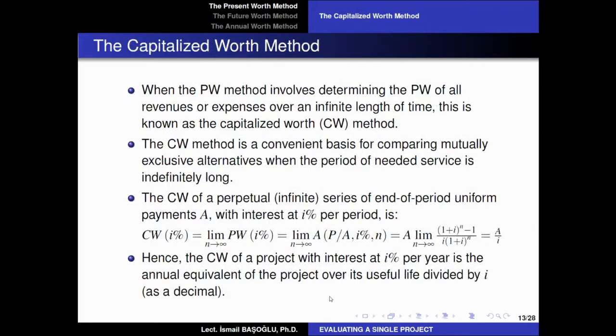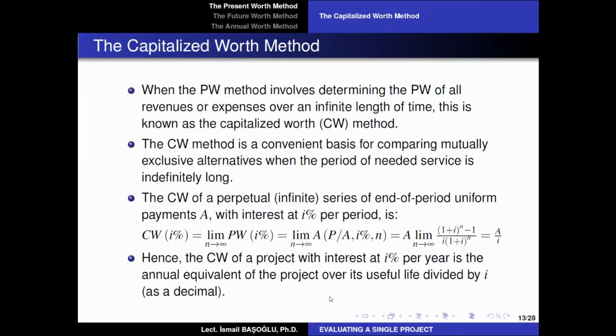Now, we're going to learn about the capitalized worth method. Now, let's just say we have a project. This time, the project does not have a finite length, which means the revenues or expenses in the future are going to continue for an infinite length of time, or maybe not infinite, but a very, very long time. Okay. In that case, the present worth method is going to be called the capitalized worth method.